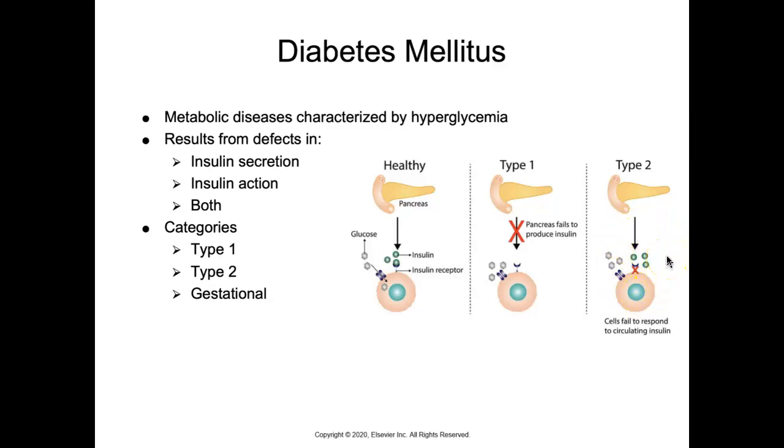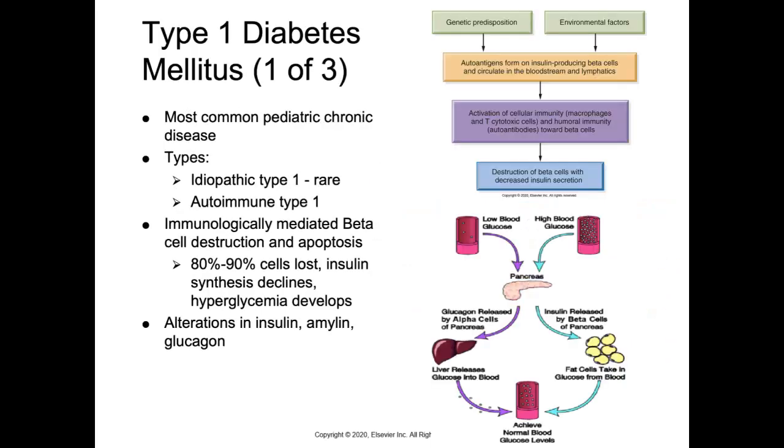And then we have gestational diabetes mellitus, which we're going to get into details on a future slide, but essentially it's diabetes that's diagnosed in the 2nd or 3rd trimester of pregnancy that is not clearly overt diabetes before the person got pregnant. We'll start off talking about type 1 diabetes mellitus, and this is the most common pediatric chronic disease.